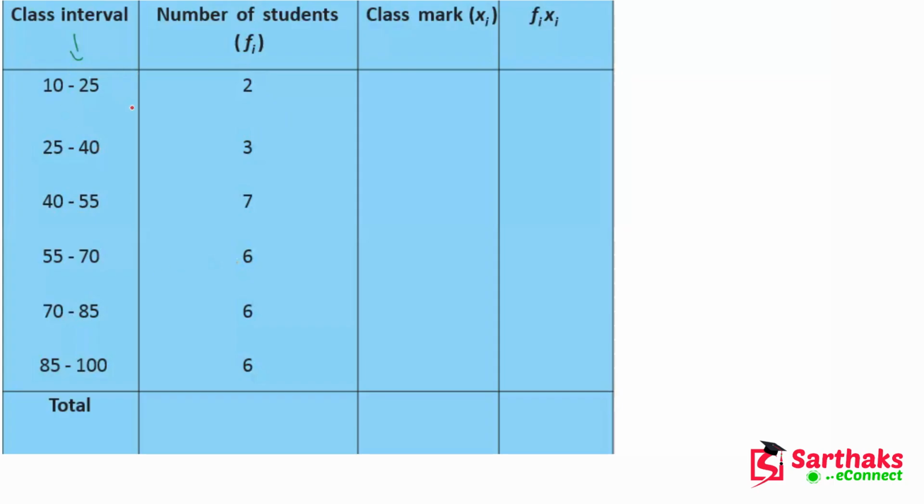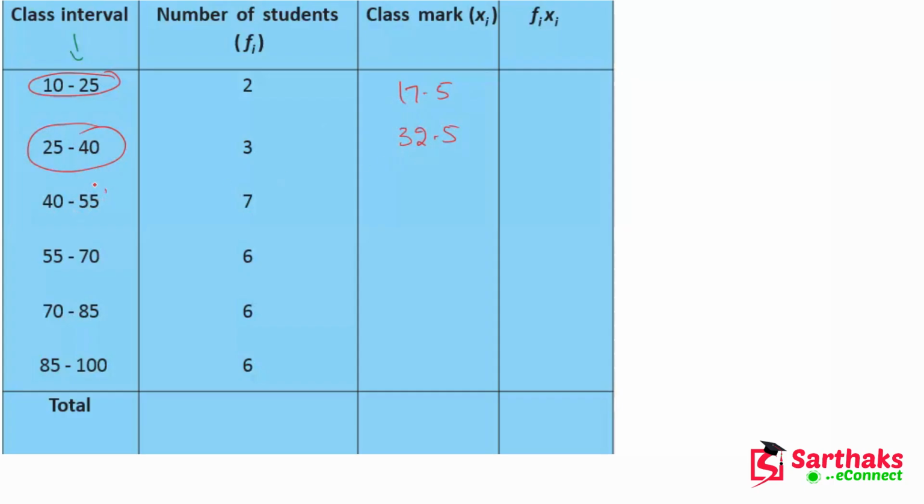The next step is that we have to find the class mark, which is the midpoint of the class interval. So the midpoint of 10 plus 25 divided by 2 becomes 17.5. And in the second case, if we find the midpoint of this interval, we get 32.5.